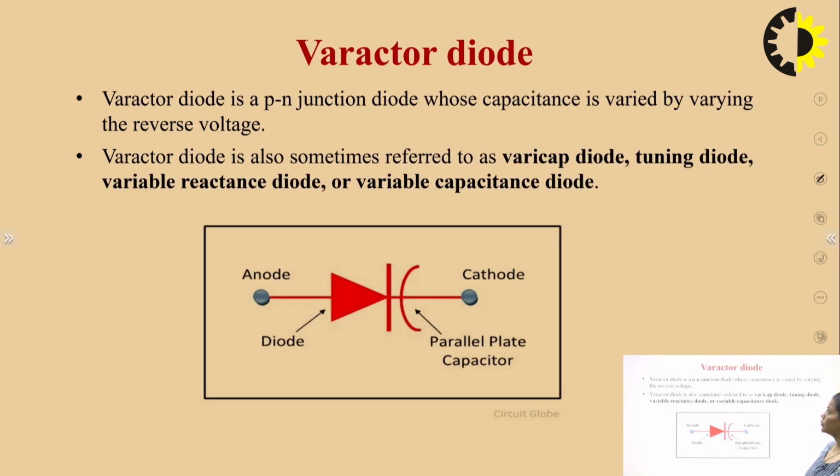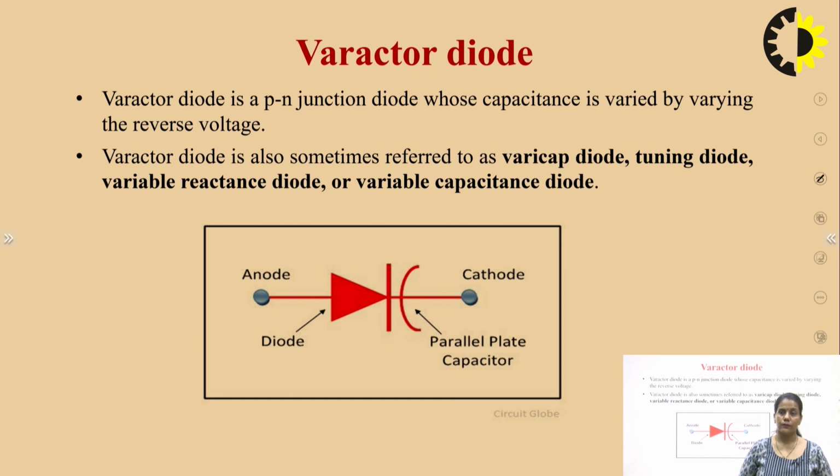Lastly, we will talk about the varactor diode. As the name indicates, it is the variable capacitor, that is varactor diode. This is a p-n junction diode whose capacitance is varied by varying the reverse voltage.